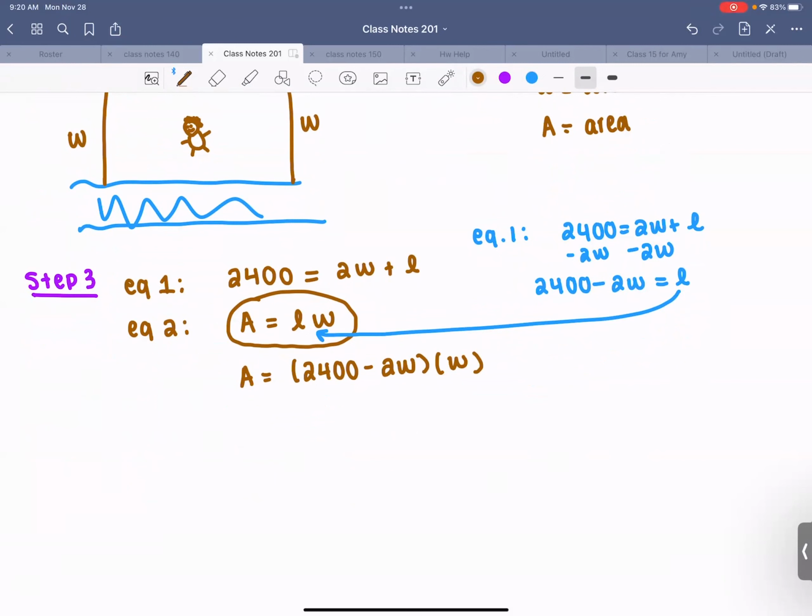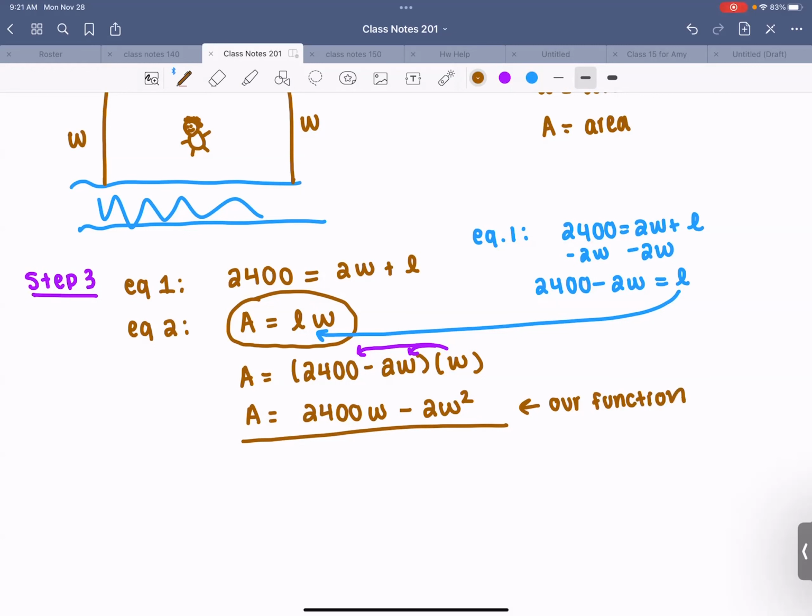Okay, and to make this a little bit easier in the future, I'm just going to distribute my W between the two values up front. So A is really 2400W minus 2W squared. Does everyone see how I created one equation that's a combination of the two? Cool. This is the function that I'm finding the derivative of. So this is our function.